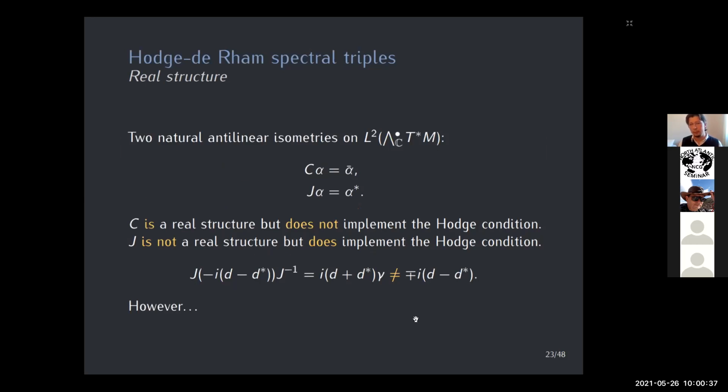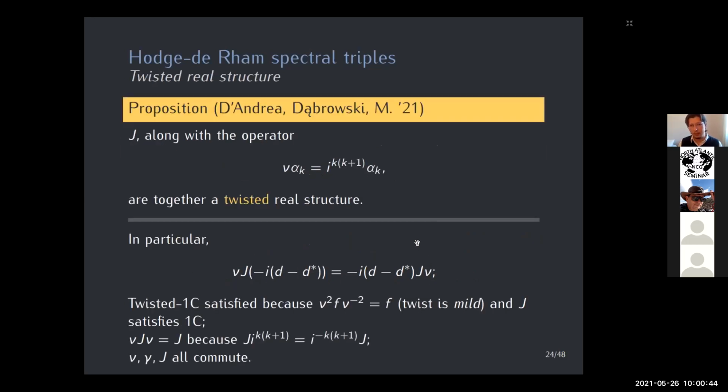But the point, I guess the punchline of all of this, is that if you choose a particular twist operator, like so, where k here is the degree of the form, then this twist operator along with J gives you a twisted real structure. So we have the correct commutation for a twisted real structure with nu: J D = D J nu.